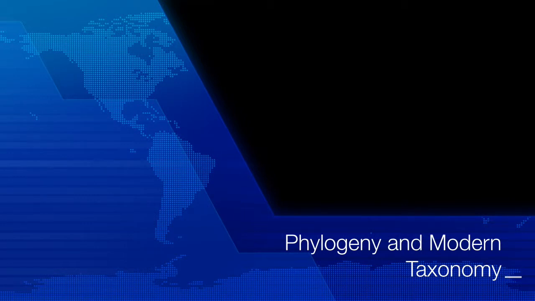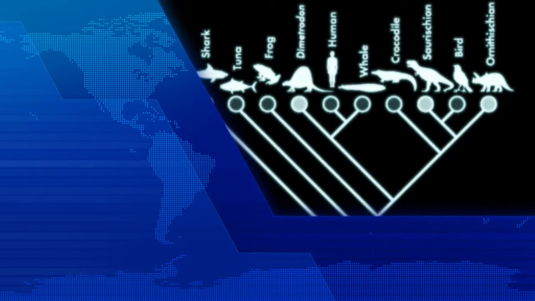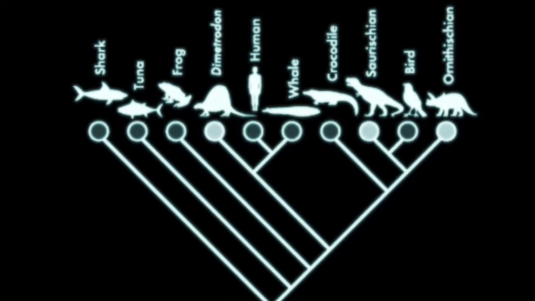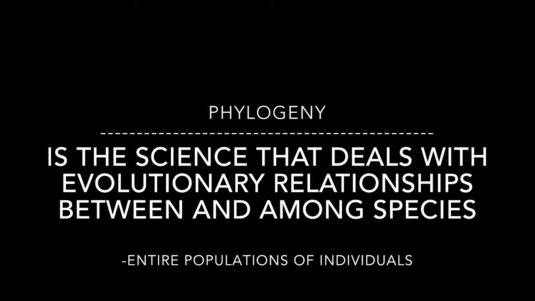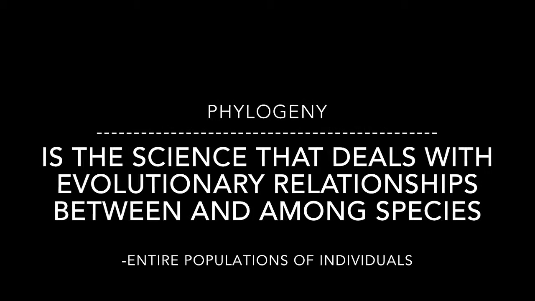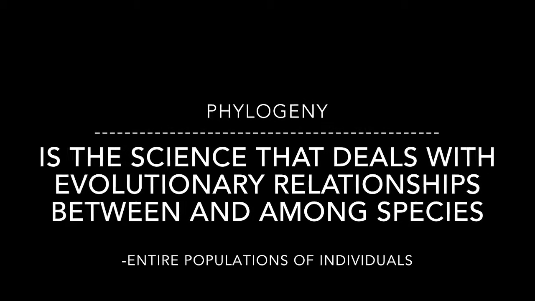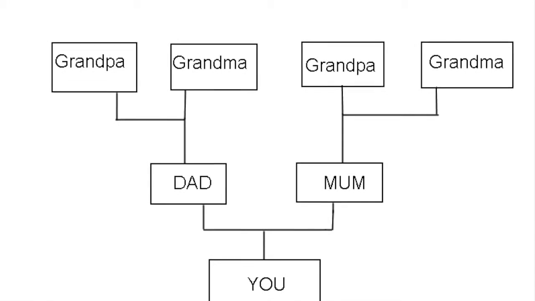Phylogeny and modern taxonomy. Phylogeny is a science that deals with evolutionary relationships between and among species, entire populations of individuals. In many ways, these relationships or kinships are similar to a large family tree.